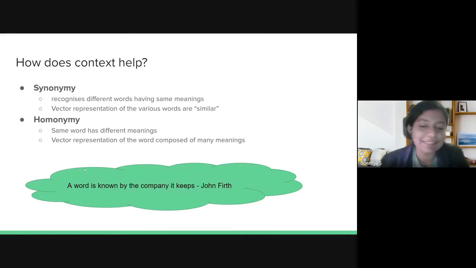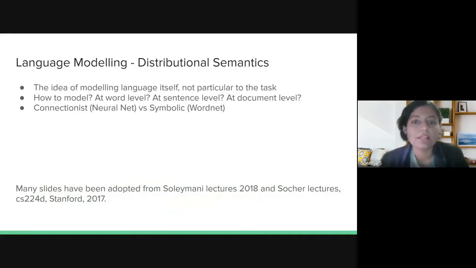In any lecture on word embeddings, you'll see this quote: a word is known by the company it keeps, written by a linguist in 1957. The idea of incorporating these two is what led to word embeddings. It's also known as distributional semantics. So we are going to distribute the semantics over the vectorial space. That's what it means. And here we are modeling language as such, right?